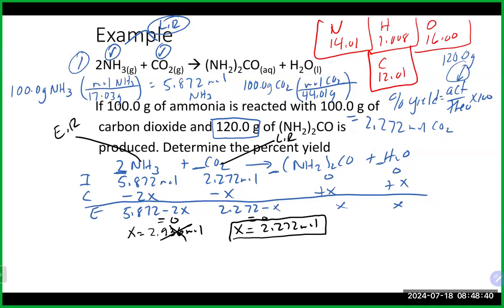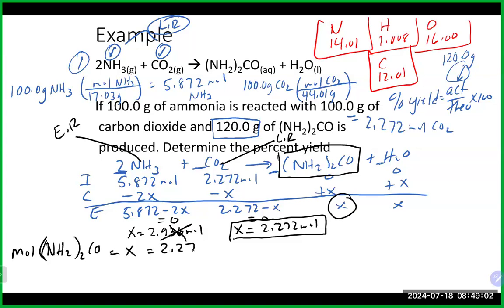Any questions on the table there? All right, at this point, we are really interested in our product here, so we can get our theoretical yield. We can see from the end there that the moles of our product, (NH2)2CO, will equal x. That means that we do have 2.272 moles of our product.